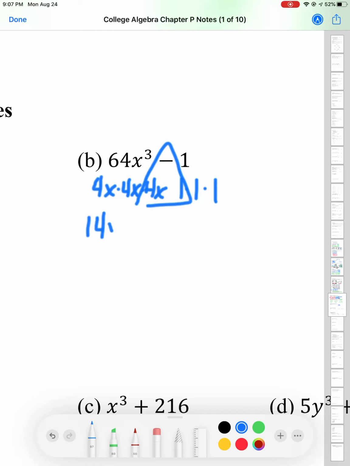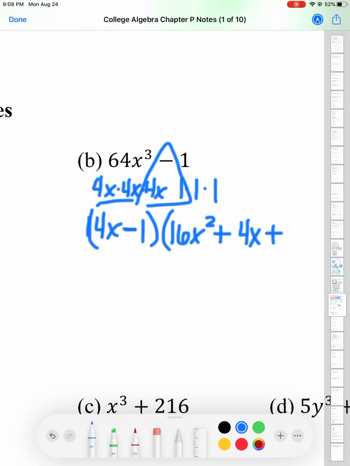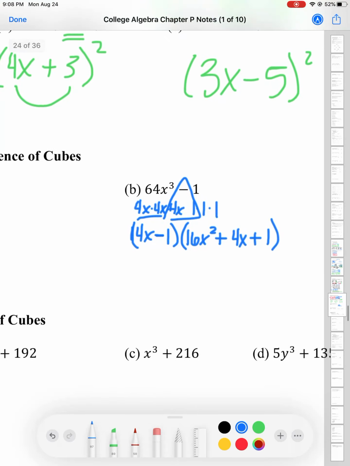So when we do the triangle, we get 4x minus 1. Now we multiply 4x times 4x to get 16x squared. This sign is plus because my first sign was minus. Then I take 4x times 1 because that's what's in the triangle, so 4x. Then the last sign is always plus. I take 1 times 1 to get 1.